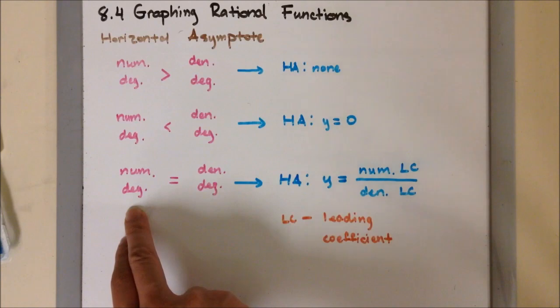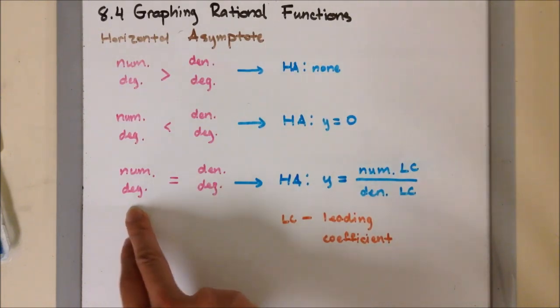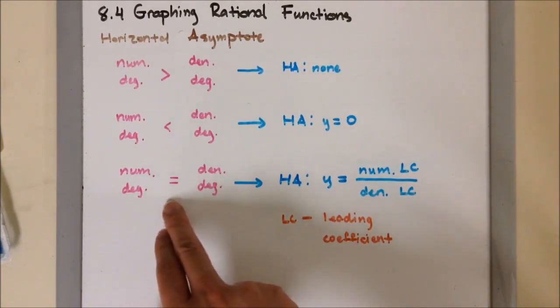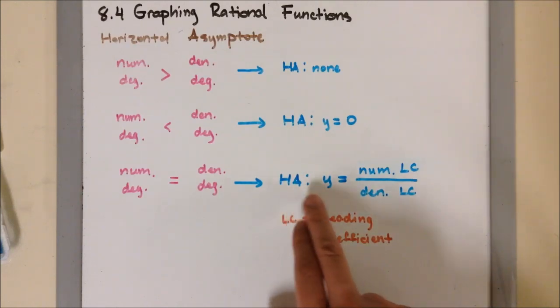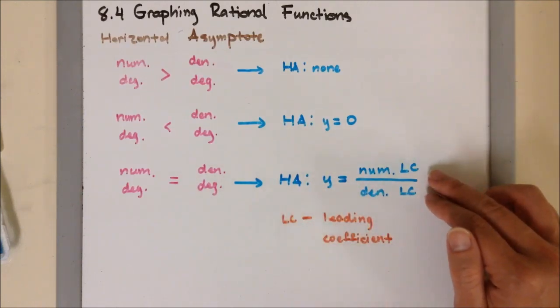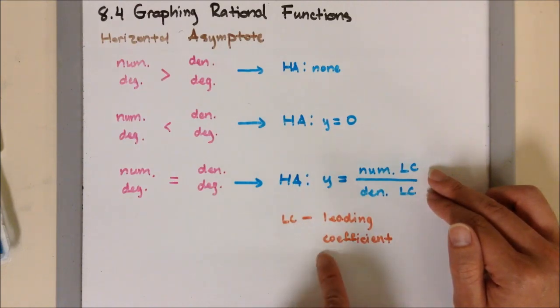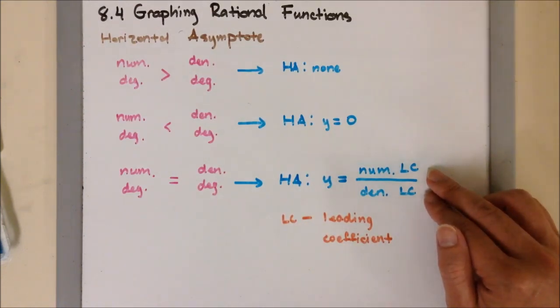For the third part, if the numerator degree, the numerator highest exponent, is the same as the denominator degree, the denominator highest exponent, therefore our horizontal asymptote is y equals numerator LC, which is leading coefficient, over denominator LC. So the leading coefficient is the number that's always in front of the variable with the highest exponent. So I repeat, the leading coefficient is the number that's in front of the variable that has the highest exponent.